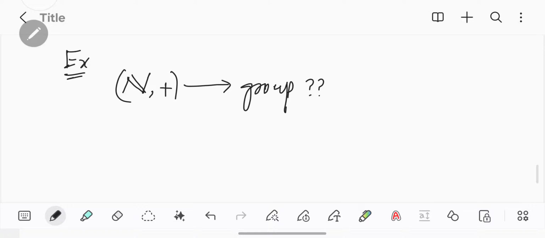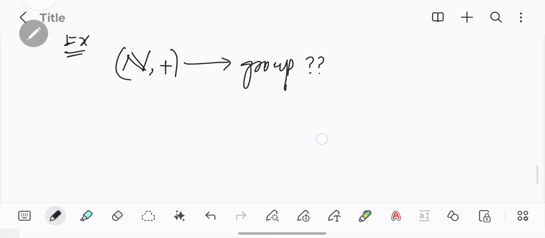Well, let's check, is it a group or no? So, what is a group? A group is a set with a binary operation defined on it such that four properties are satisfied, right? So, we will check whether the four properties are satisfied here or no.